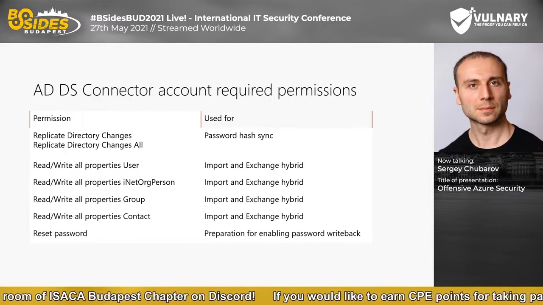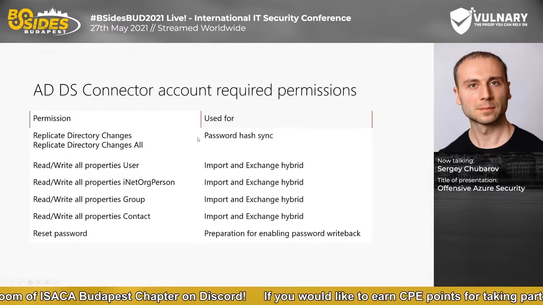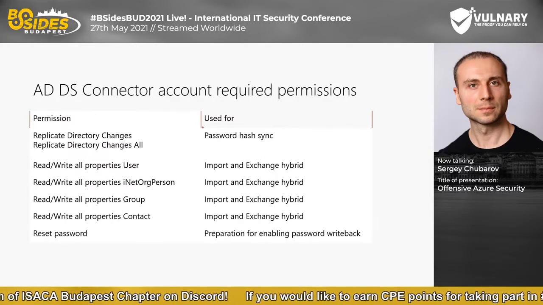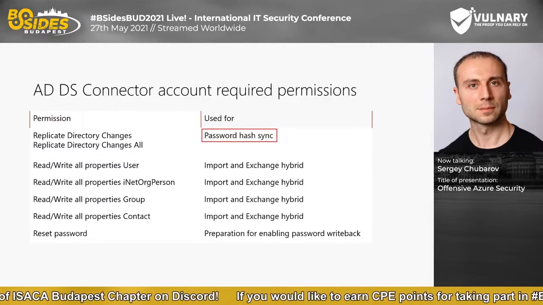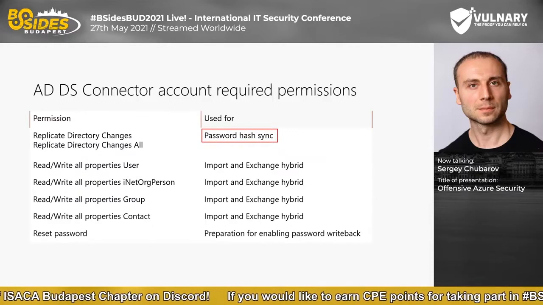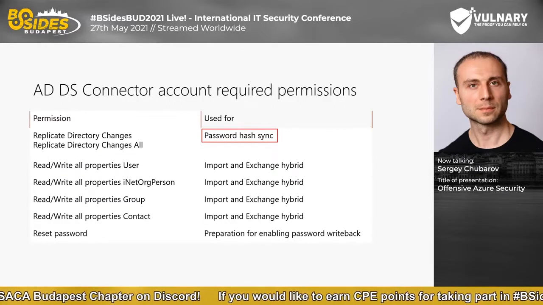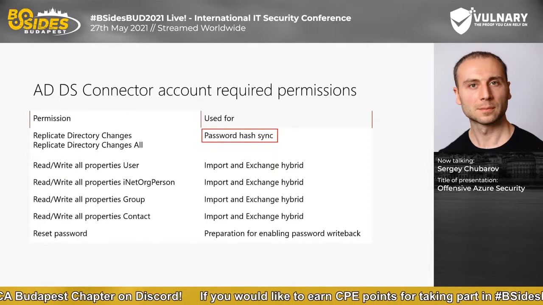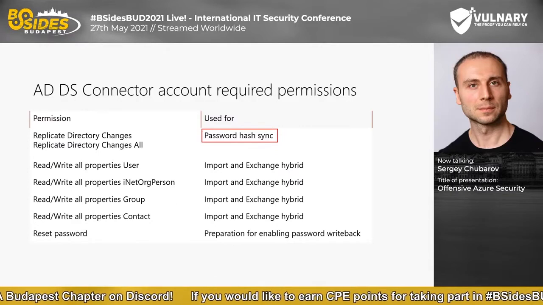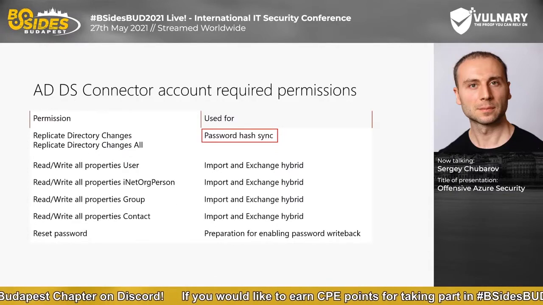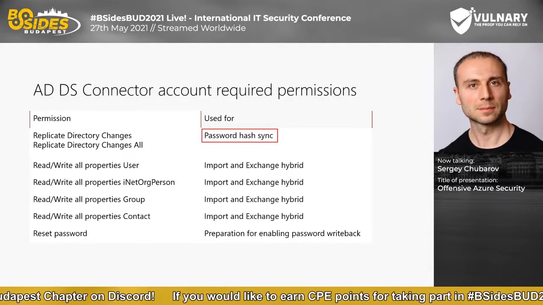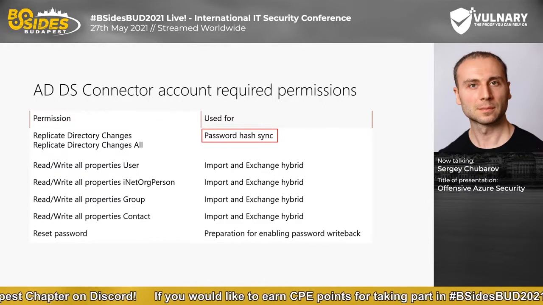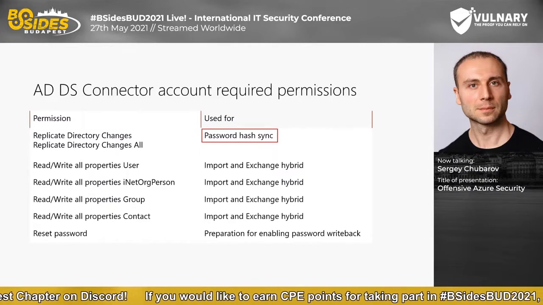Let's take a look on some features. You see some features on the slide, but I will give you commentaries only about one feature. And very important feature, which is highly recommended, is called password hash sync. So this feature allows you to store password hashes of your on-premises users in Azure AD. So after synchronization, not only user itself will be created in the cloud, but also user password hashes will be stored in the cloud as well.